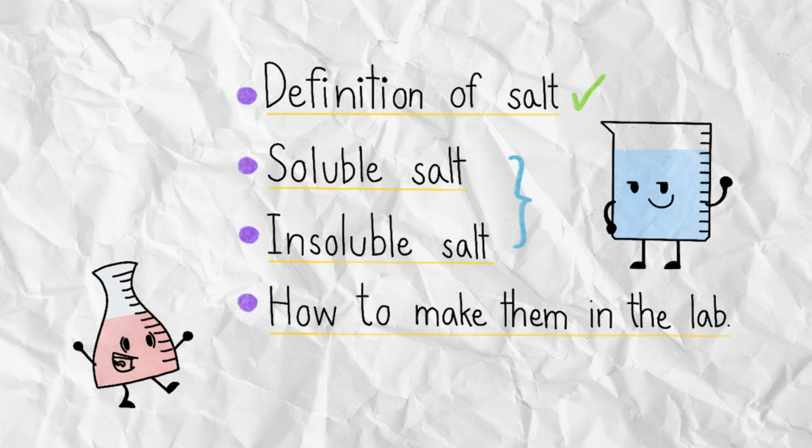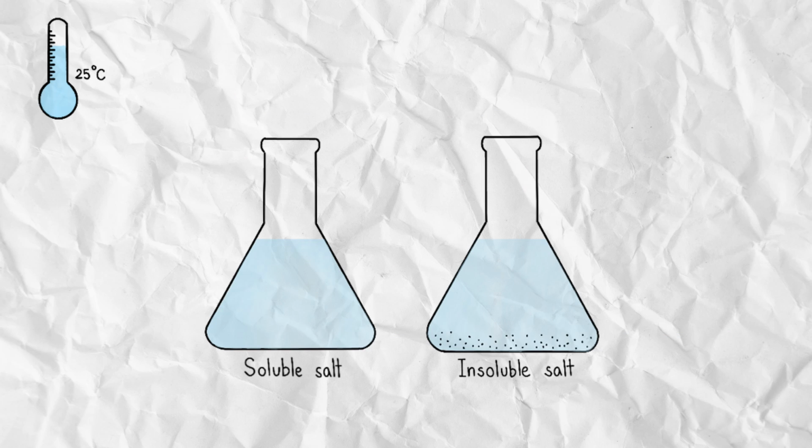Now that we just learned the definition of salt, let's talk about the general categories of salts, which are soluble and insoluble salts. The key difference between them is that soluble salts can dissolve in water at room temperature, whereas insoluble salts cannot. Why? Glad you asked.